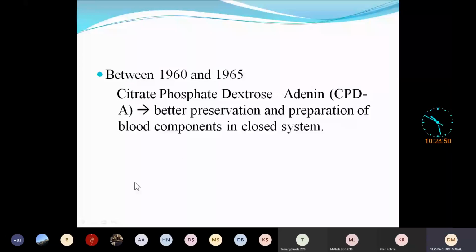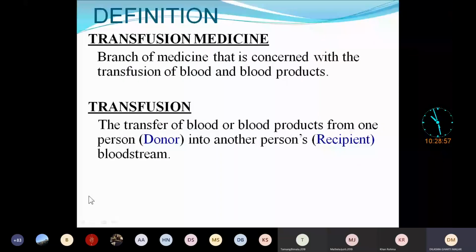Now you see here, the anticoagulant and the preservation I told you, isn't it? So now history and a little bit about the anticoagulant is finished. Now we'll come to the definition. What do you mean by transfusion medicine and what do you mean by transfusion? Transfusion medicine is a branch of medicine. Transfusion means the transferring of blood from one person to another, isn't it? Transfusion medicine means it is a branch of medicine that is concerned with the transfusion of blood and then the blood products.